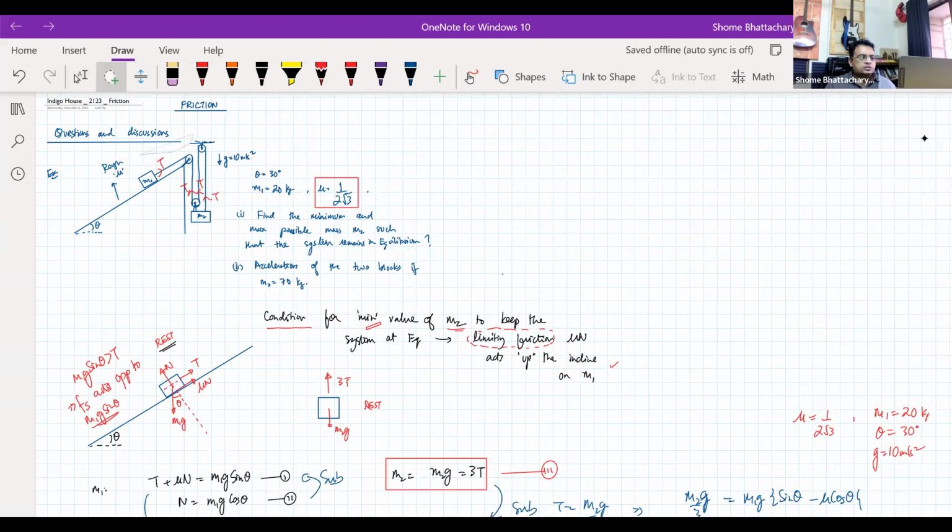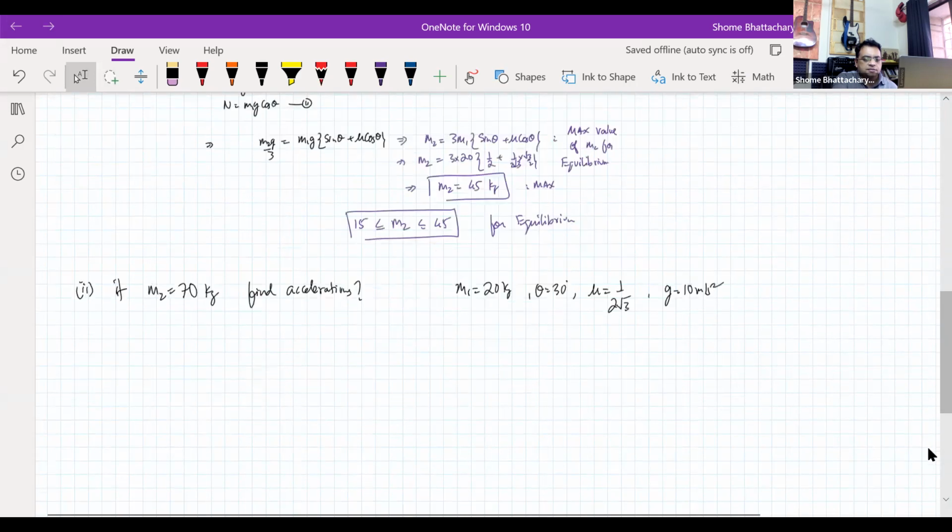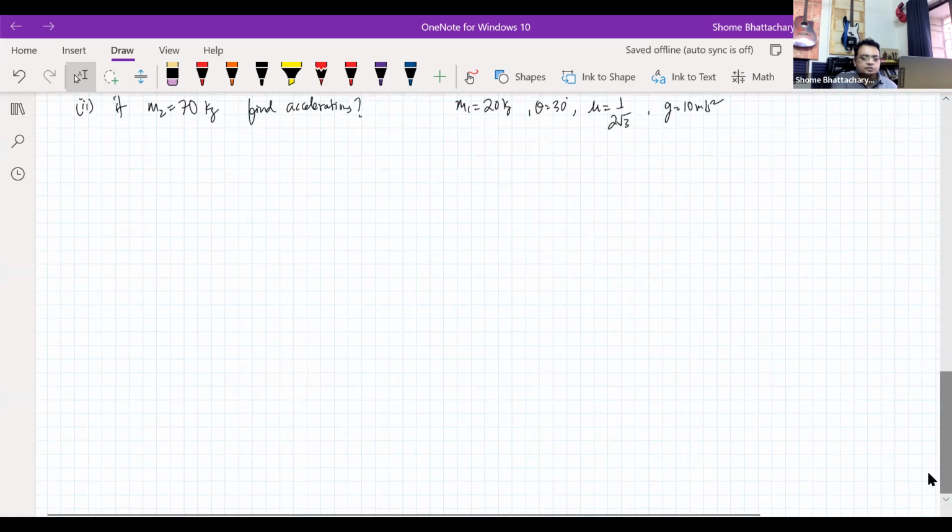Because of the thread length conservation principle, you can see that if m2 comes down by a certain distance, say X, then it is pulling 3X amount of thread. So the displacement of m1 will be 3X, and the displacement of m2 is X. So accordingly, the relation between the accelerations will also be like that.